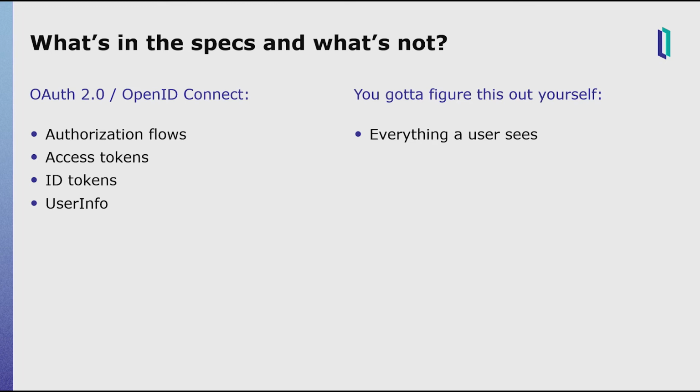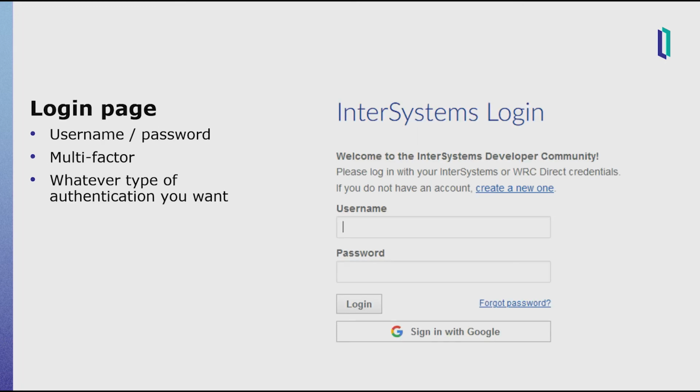So, the user interface and the processes for authentication. I'm going to give a really quick tour of that using our InterSystems logins as a case study. First off, we have a login page. You need some way for the user to authenticate themselves. For us, it's just a username and password. That's going to be the most common.